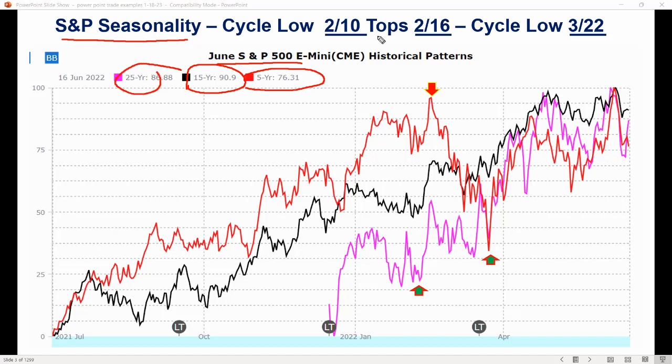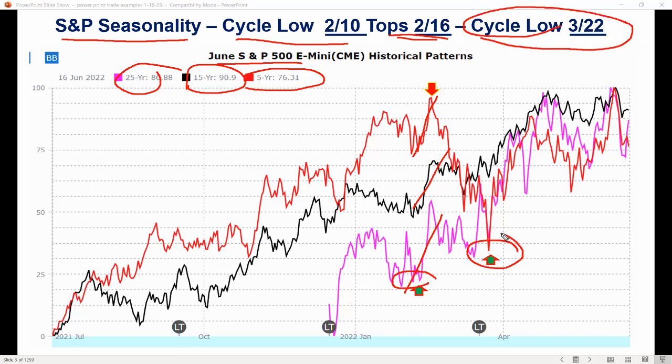So if you look here, it tends to have a cycle low bottom around the 10th of February, which we're right here, and then we get a cycle high top around the 16th. Now today's the 16th, so it's pretty uncanny that we're starting to get that pullback. So you can see the potential top here, very significant seasonal trend top on the 5-year, 15-year, 25-year, and then we have a seasonal cycle trend back down to the downside, and it tends to have a cycle low around the 22nd of March, towards the end of March. So that's what I'm looking at here.